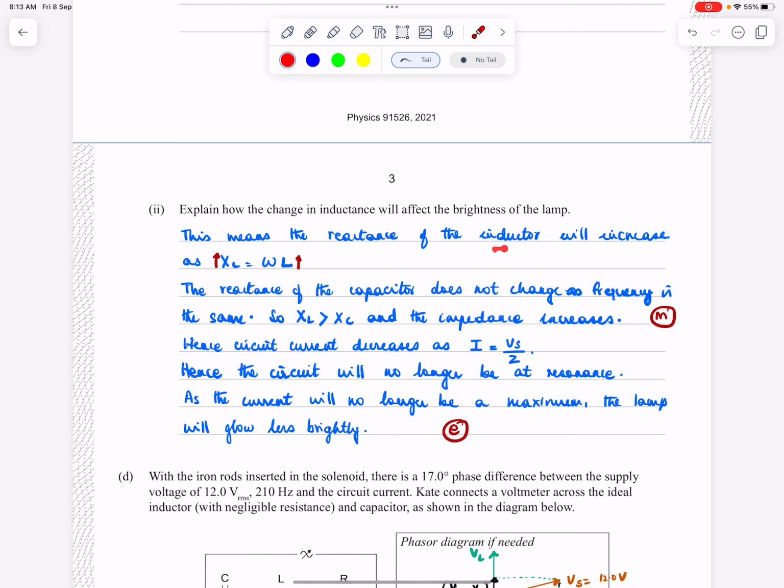So if the inductance increases, then the reactance will increase. Now if the reactance of the capacitor does not change, it's only the reactance of the inductor that's changing. So XL becomes greater than XC. So as a result, the impedance increases. Now if the impedance increases, then the current is going to decrease, because I is Vs over Z. So if the current is going to be less, then the circuit is no longer at resonance, and so the current will no longer be a maximum, and the lamp will not glow as bright as it was before. So if you've got all these things, you get your excellence.